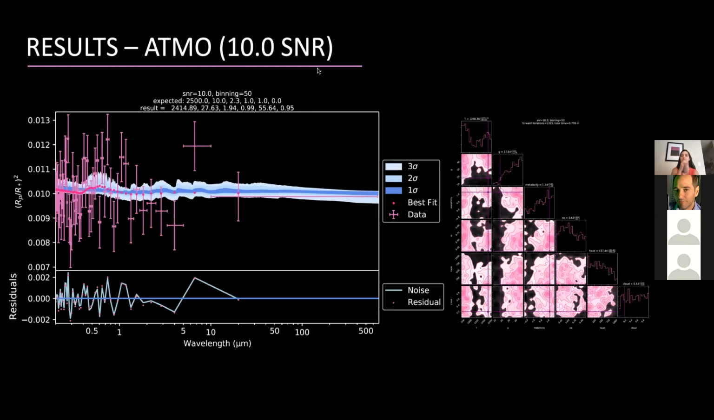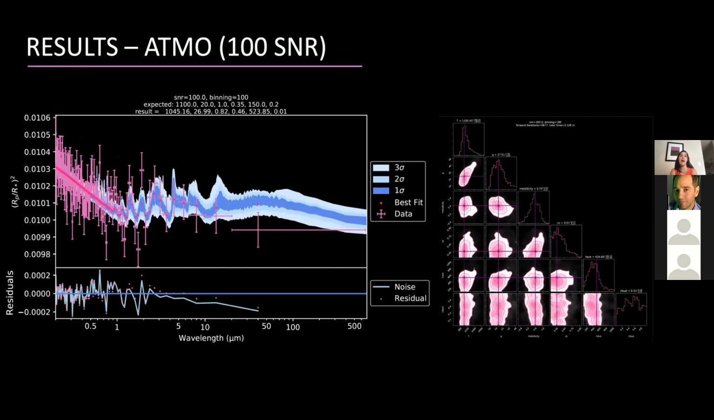This is a signal to noise ratio of 10. What this plot is showing us is our data, our best fit model points, and the confidence intervals for the outputs of our sampler. And right here we have our posterior plots, which show the point densities of the parameters run. And this is a signal to noise ratio of 100.